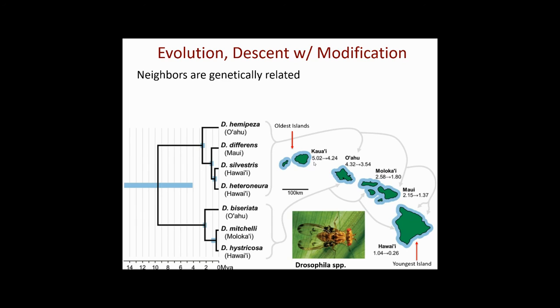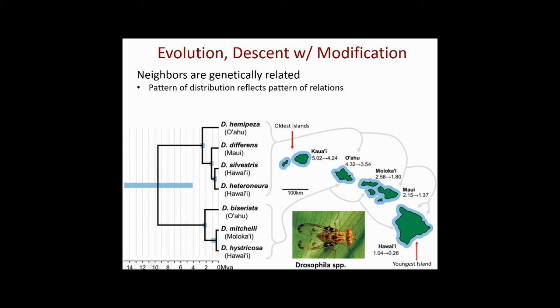The last example that we'll mention is a related set of fruit flies spread across the Hawaiian island chain. This is a great example of how neighbors, species that are physically living close to each other, can be genetically related. The distribution patterns of where these species live can reflect their patterns of evolutionary relationships.